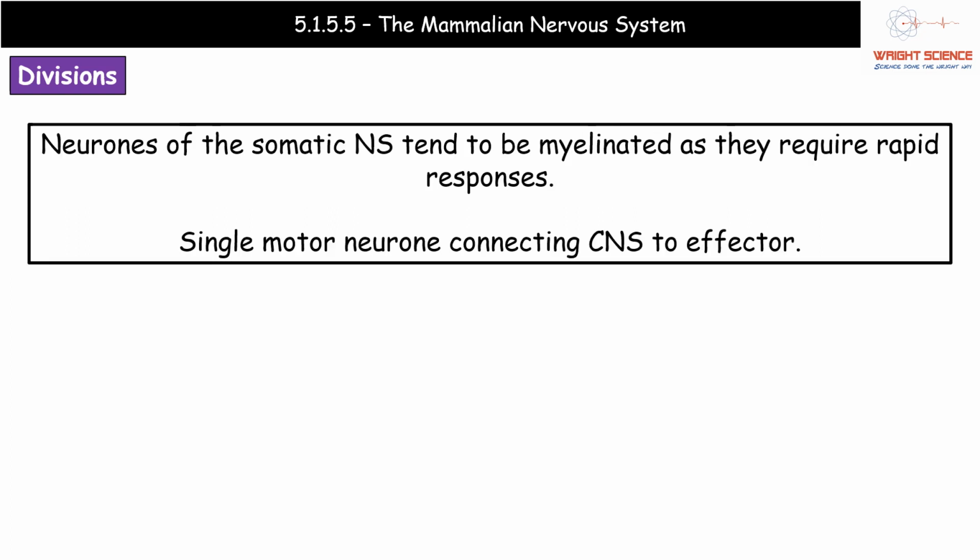If we think about the neurons that make up the somatic nervous system, these tend to be myelinated. And this just ties into the fact that these are going to require rapid transmission of those action potentials. So because of that, we myelinate them because that increases the speed of that transmission. And what we then find is that we've got a single motor neuron that connects the central nervous system to the effector in our somatic. So 2 points there. First one, they're myelinated for that rapid response. Secondly, single motor neuron connecting that central nervous system to the effector itself.